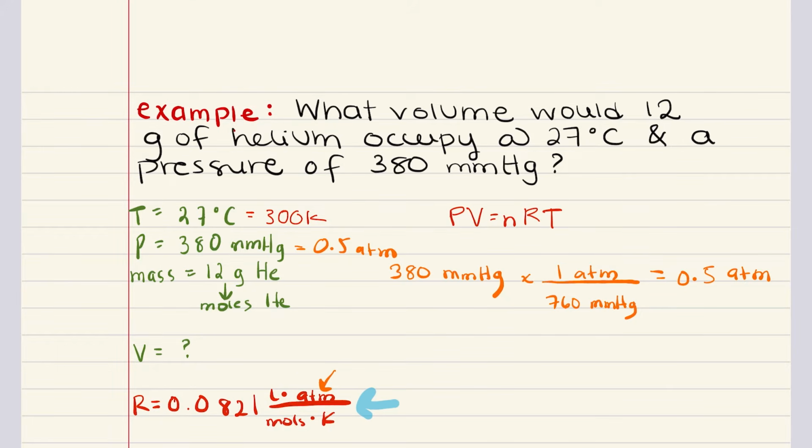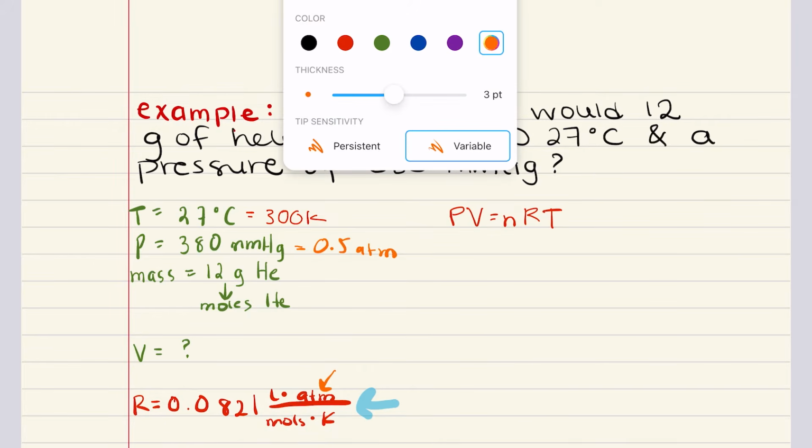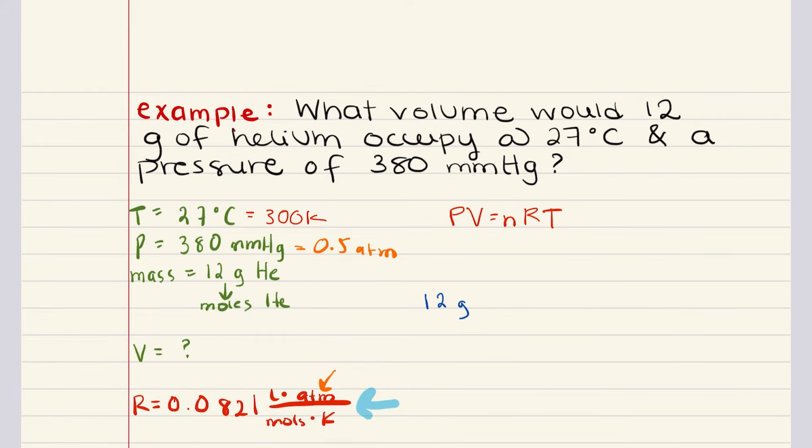Now the last conversion we need to do before we start plugging in values is converting our mass of helium into moles of helium. So we are given that we have 12 grams of helium. We can convert this to moles by using the molar mass of helium. 1 mole of helium is equal to 4 grams of helium. And so what we essentially have here is 12 divided by 4, which is equal to 3. We have 3 moles of helium. Beautiful. Now we have everything we need to solve for volume.